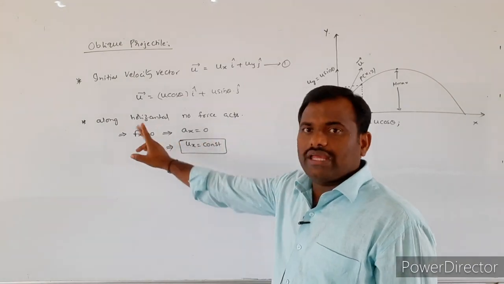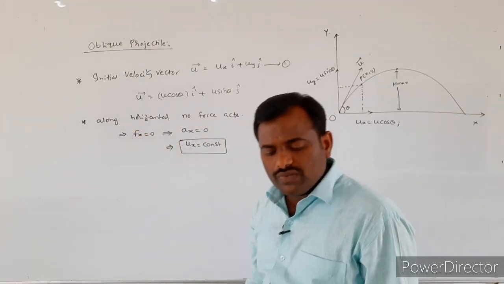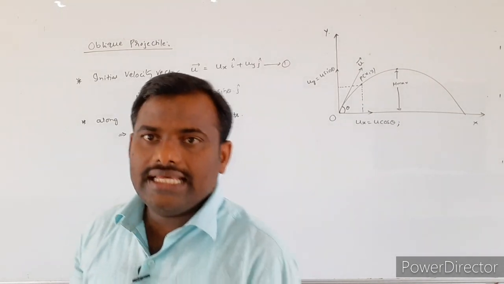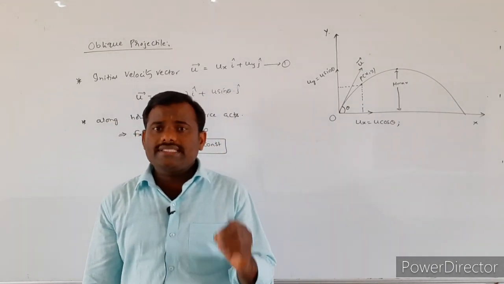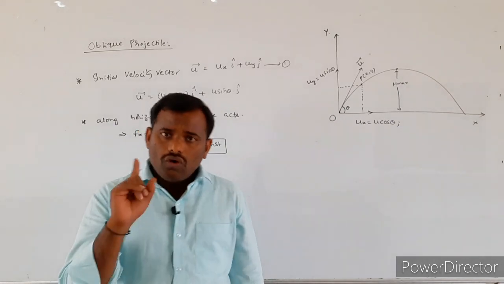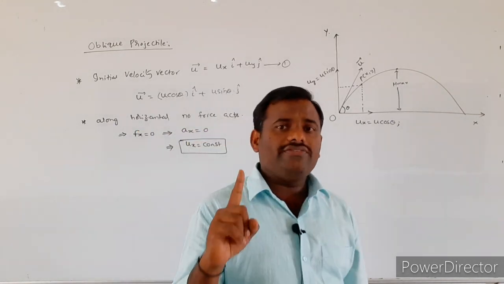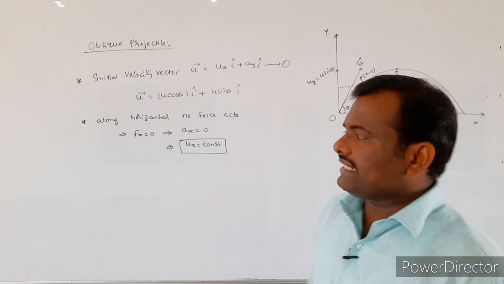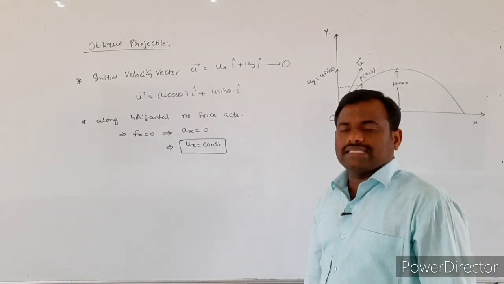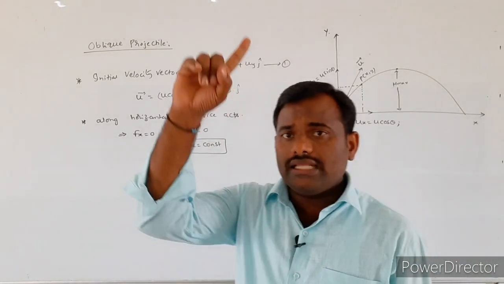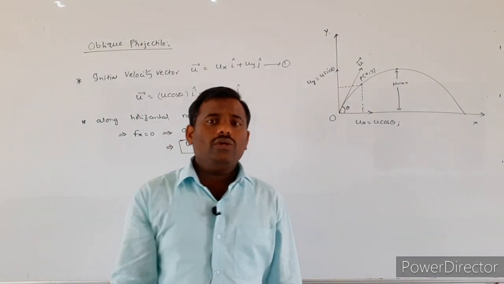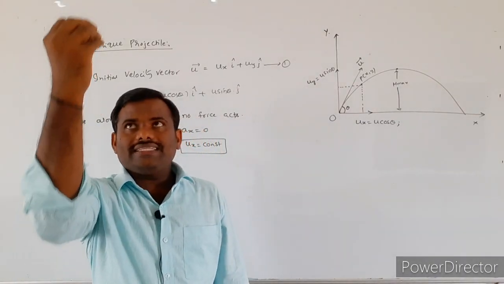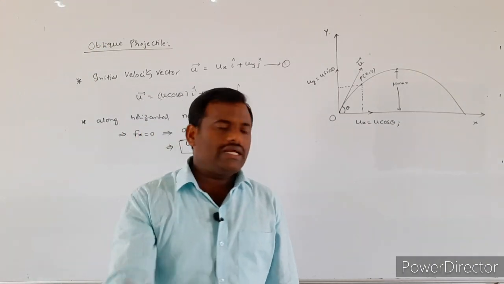Once again, this is a very important point we have to understand. Whenever a projectile is projected into the air, only one force is acting over that projectile. What is that force? Only the gravitational force. Already we know that gravitational force always acts in the vertically downward direction.